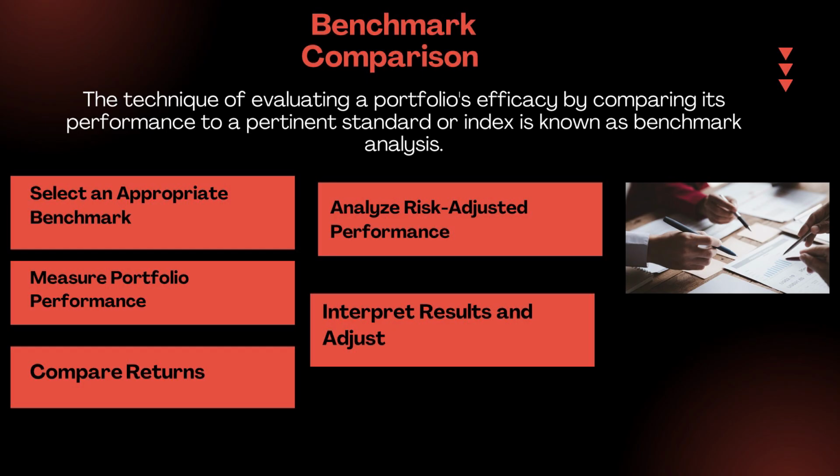Fourth point is analyze risk-adjusted performance. Examining risk-adjusted returns makes it easier to determine how well a portfolio produces returns in relation to the risk assumed. The Sharpe ratio, which contrasts excess return above the risk-free rate with overall portfolio volatility, is a common indicator. A great ratio denotes superior performance per unit of risk. The Treynor ratio assesses return in relation to beta and the market risk. Fifth point is interpret results and adjust.